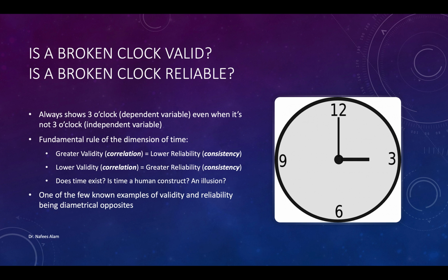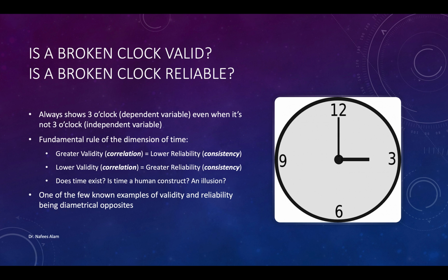Last example, when it comes to at least just simple validity and reliability: is a broken clock valid, and is a broken clock reliable? So we have pictured here a clock that is just stuck at 3 o'clock. Now, this clock always shows 3 o'clock, which is the dependent variable, what it shows, even when it's not 3 o'clock, right? Let's say it's 4 o'clock right now. Let's say it's 5 o'clock right now.